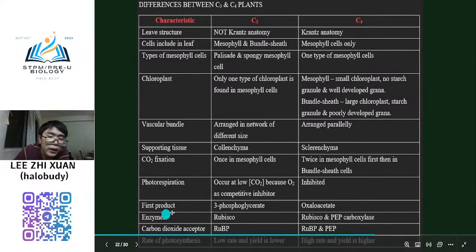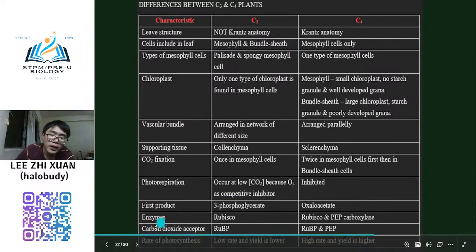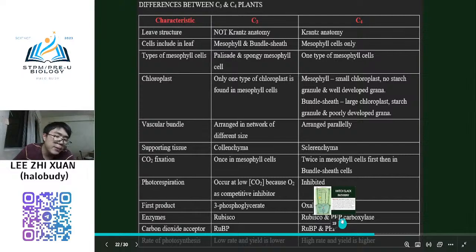So this one, first product. So normally in C3 plant, the first product is 3-phosphoglycerate. The first product for C4 is oxaloacetate. Because this is a key point, kenapa kami cakap C3 and C4. Because phosphoglycerate is 3 carbon, oxaloacetate is 4 carbon. Based on the first product lah. They name the plant based on the first product. And then the carbon dioxide acceptor for C3 is only RuBP. For C4 contain 2 lah, RuBP and PEP lah. Okay.